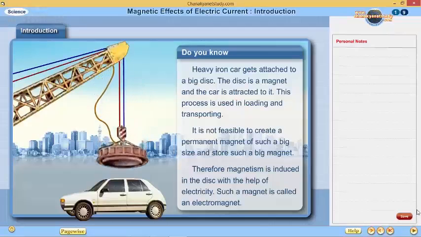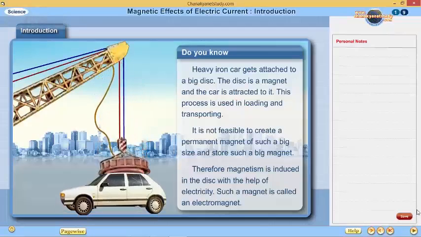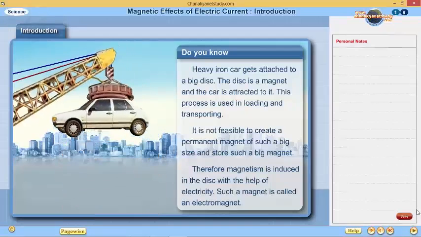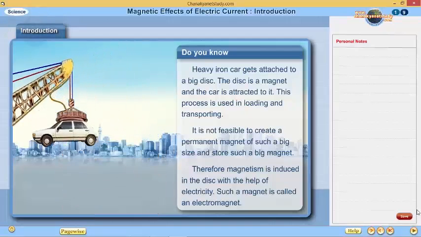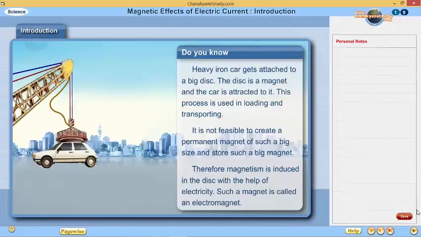Magnetic effects of electric current. Introduction. Do you know? A heavy iron car gets attached to a big disc.